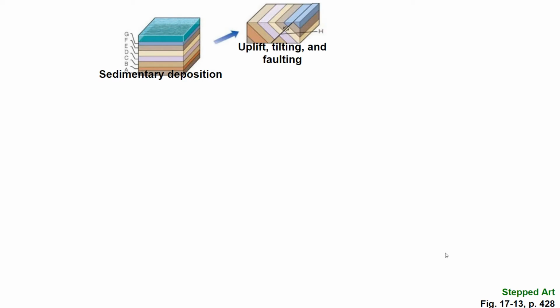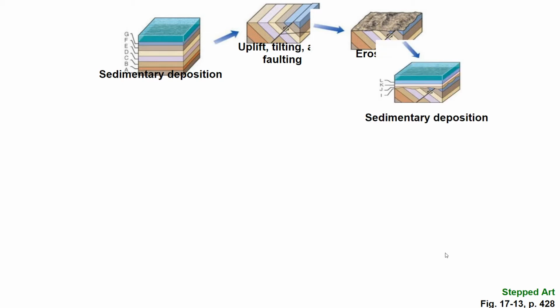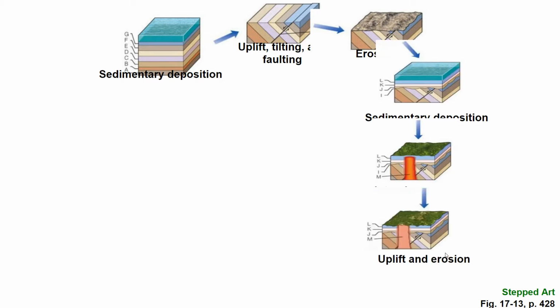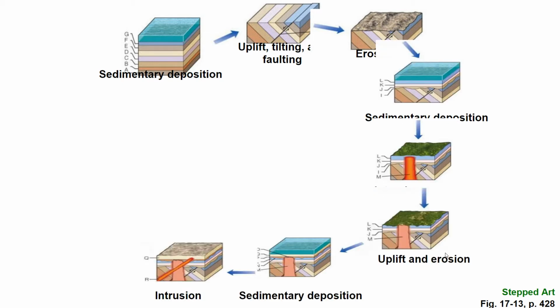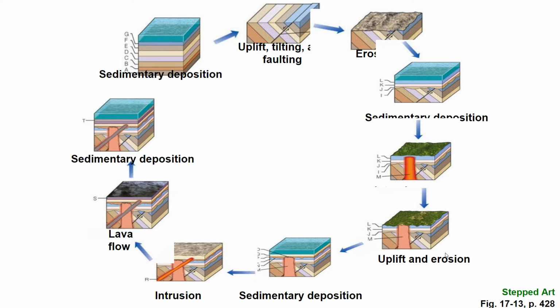So typically we start with sedimentary deposition, and can end up with uplift, tilting, faulting, erosion, more deposition, intrusion of materials, uplift and erosion. It doesn't always occur in all this order, but these are cycles.